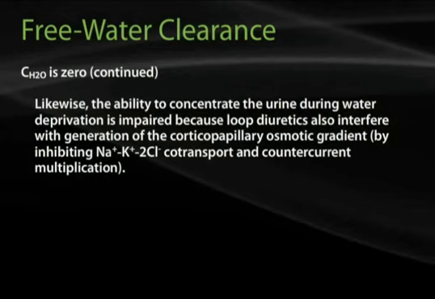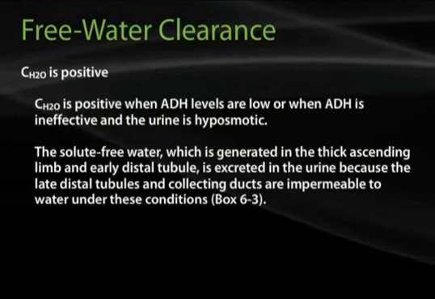Free water clearance is positive when ADH levels are low or when ADH is ineffective and the urine is hypoosmotic. The solute-free water, which is generated in the thick ascending limb and early distal tubule, is excreted in the urine because the late distal tubules and collecting ducts are impermeable to water under these conditions. This is outlined in box 6-3 on page 296.